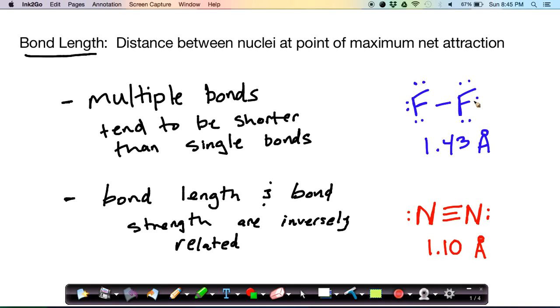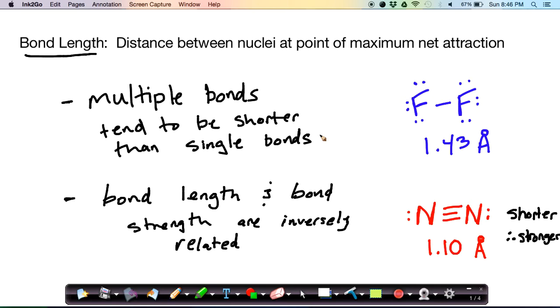Looking at the two molecules that we have over here on the right side of the screen, fluorine with a bond length of 1.43 angstroms and nitrogen with a bond length of 1.10 angstroms, the shorter bond is going to be the stronger bond. So over here with nitrogen, because this is a shorter bond, we can conclude it will also be a stronger bond. Shorter bonds, stronger bonds: an inverse relationship between bond length and bond strength. So as a general statement, multiple bonds tend to be stronger than single bonds due to this inverse relationship between bond length and bond strength.